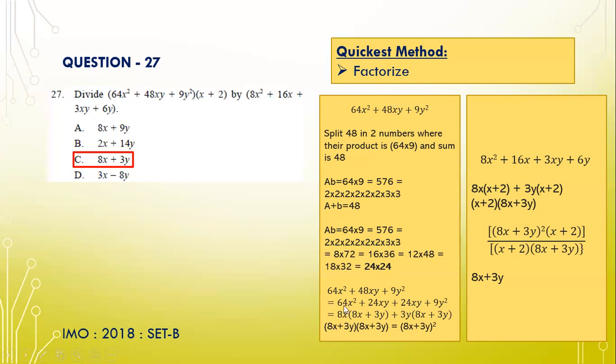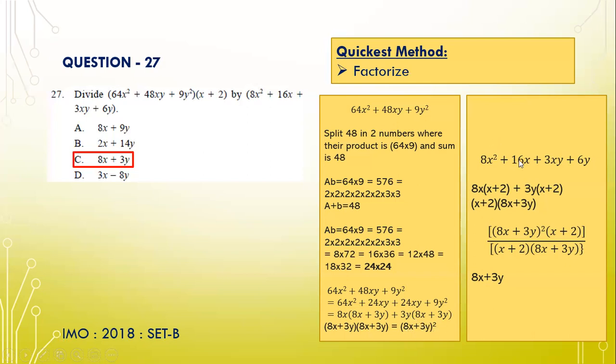So we can write it as 64x squared plus 24xy plus 24xy plus 9y square, isn't it? 24xy plus 24xy is 48xy. And from the first two terms, you take 8x out. So 8x into 8x plus 3y, because 8x into 8x is 64x square and 8x into 3y is 24xy. And from the last two terms, you take 3y out. So 3y into 8x plus 3y. So it will be 8x plus 3y into 8x plus 3y, so it will be 8x plus 3y square.